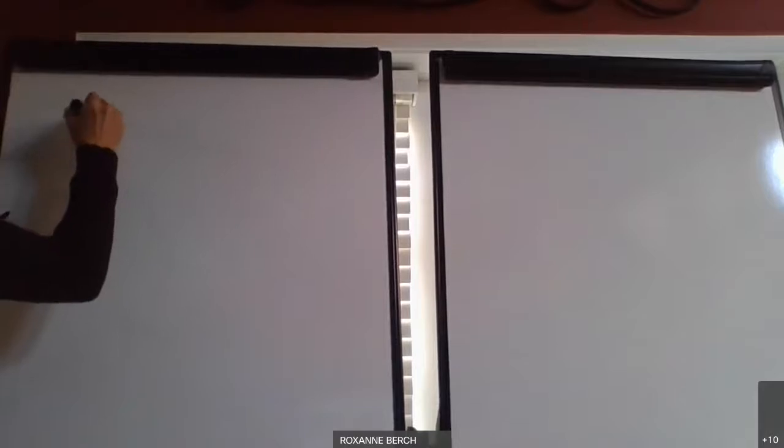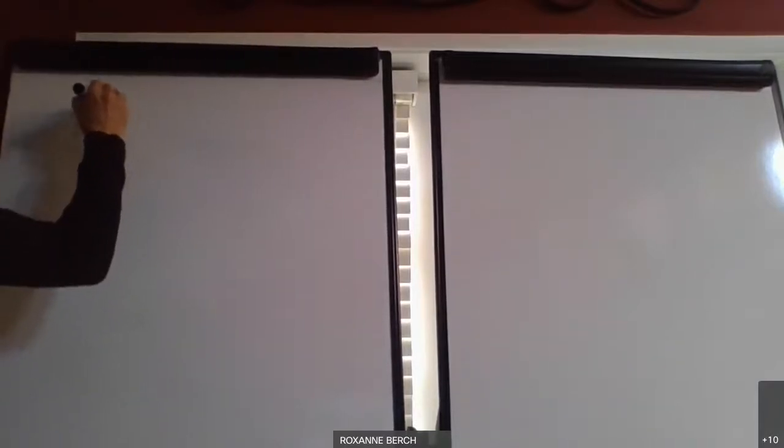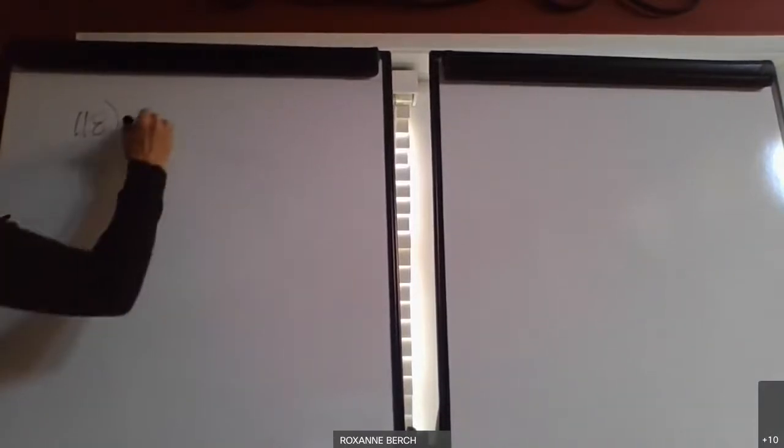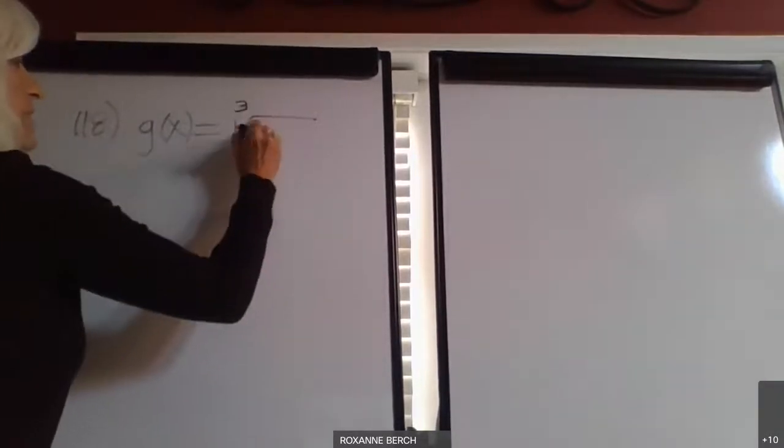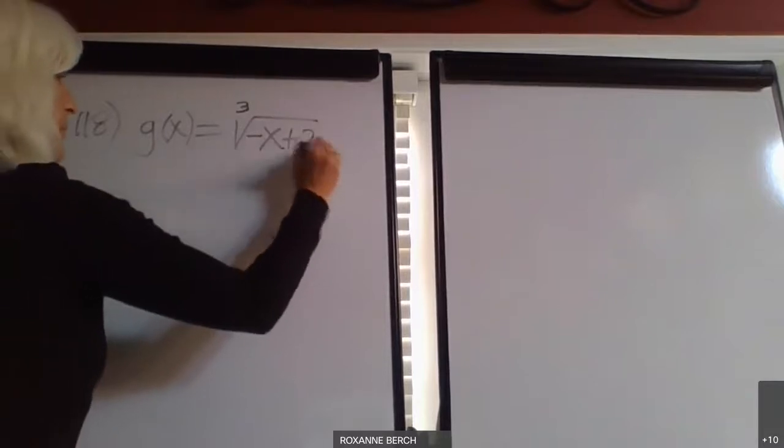All right. So let's do a problem. This is 118. g of x is equal to the cube root of negative x plus 2.